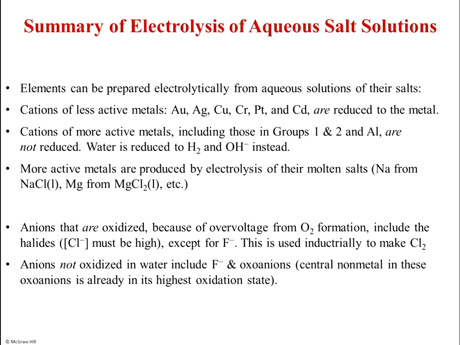Now, these cations are being reduced, so we know that we're having reduction at the cathode. The anions that are oxidized, because of the overvoltage from oxygen, typically include chlorine, Cl2, or bromine, Br2, or iodine. It doesn't work for fluoride because fluoride is too reactive. But this is the process that's used industrially to make chlorine gas. So the anions that are not oxidized in water would be fluoride, and the oxoanions, where the central nonmetal is already in its highest oxidation state.